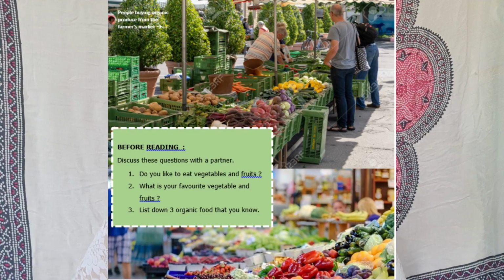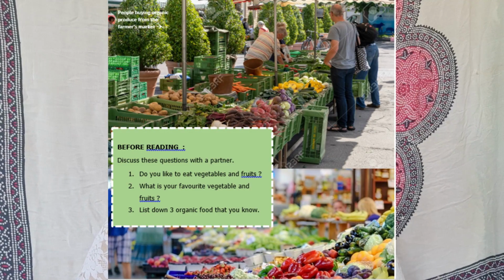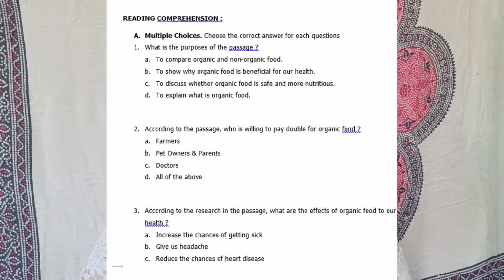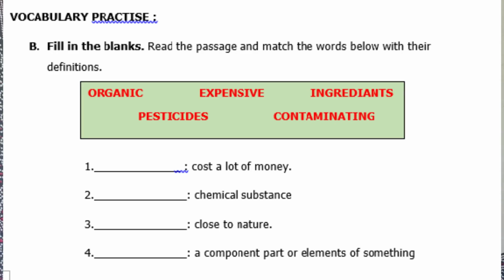In the before reading stage, students will be given 3 questions which the teacher will ask before the lesson to familiarize students with the topic and activate or recall some prior knowledge. In the while reading stage, there are 2 activities: number 1, reading comprehension, and number 2, vocabulary practice.